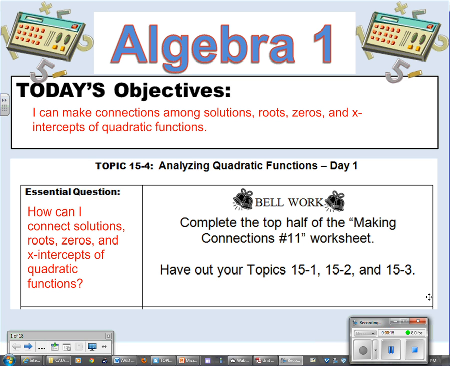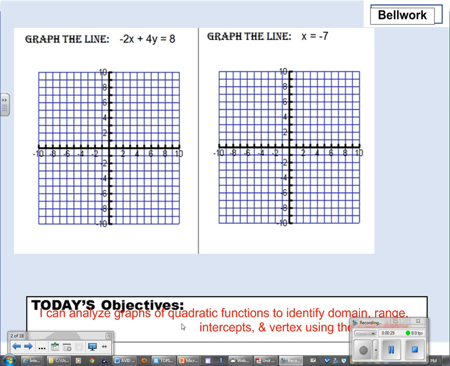So I need you to complete the top half of the Making Connections worksheet number 11. That is our bell work for today. And also you should have out your notes from the previous topics so that we can refer back to them if necessary. Our first two problems that we're doing from the Making Connections is reminding ourselves how to graph lines.